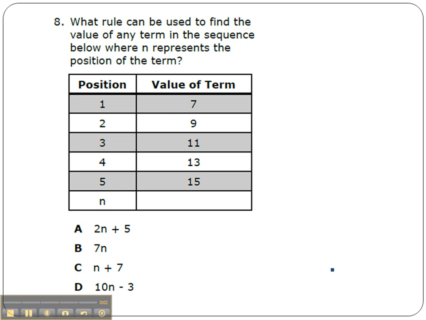Problem 8 asks, what rule can be used to find the value of any term in the sequence below where n represents the position of the term? So let's look at this sequence. It goes from 7 to 9 to 11 to 13. So it's changing by 2 each time, it's increasing by 2.